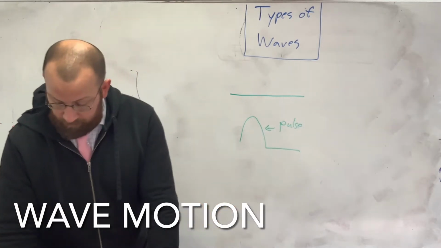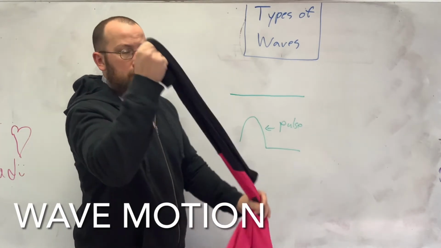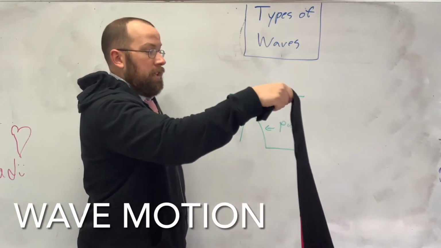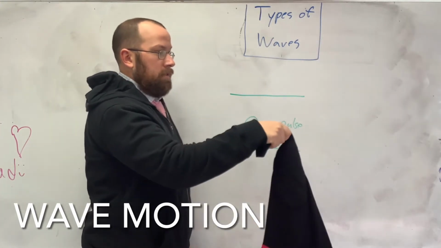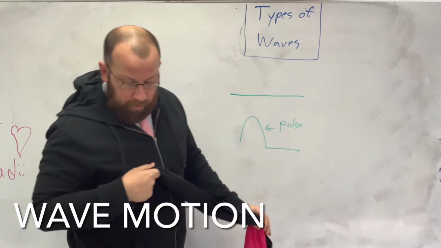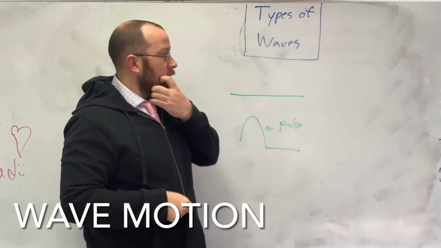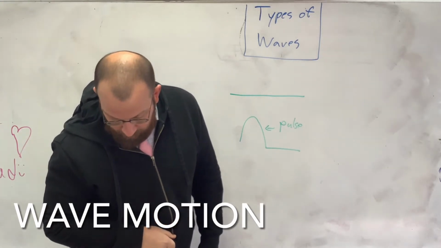So I have an old soccer goalie jersey. It's a string. All I do is pulse it once. That's a pulse. Now, what you usually see is more pulses put together, and that's called periodic energy from an oscillating source.